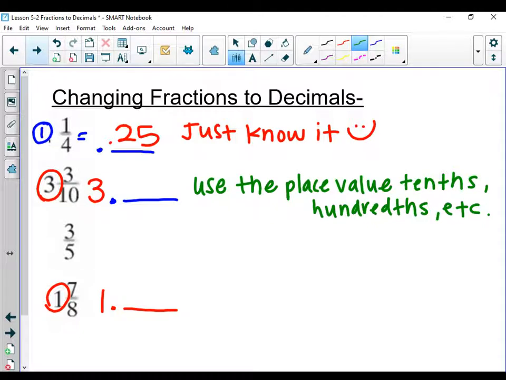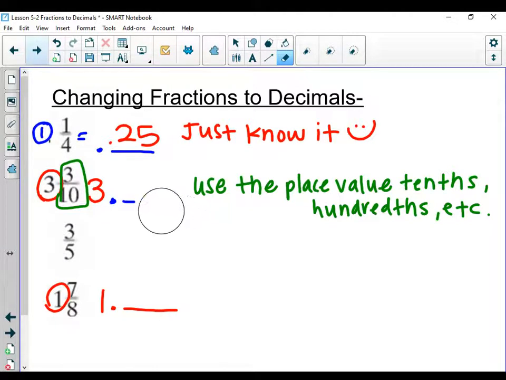to use the place value, the tenths, the hundredths, the thousandths, the 10,000s, etc. Etc. means so on and so on. So here I see 3/10. Tenths, hundredths, thousandths, 10,000s. Oh, I just need tenths. What number goes in this tenths place? 3/10.